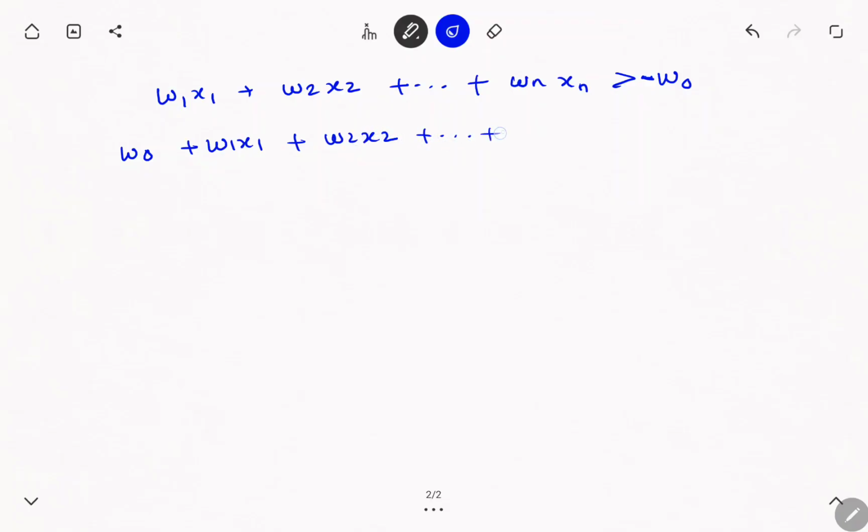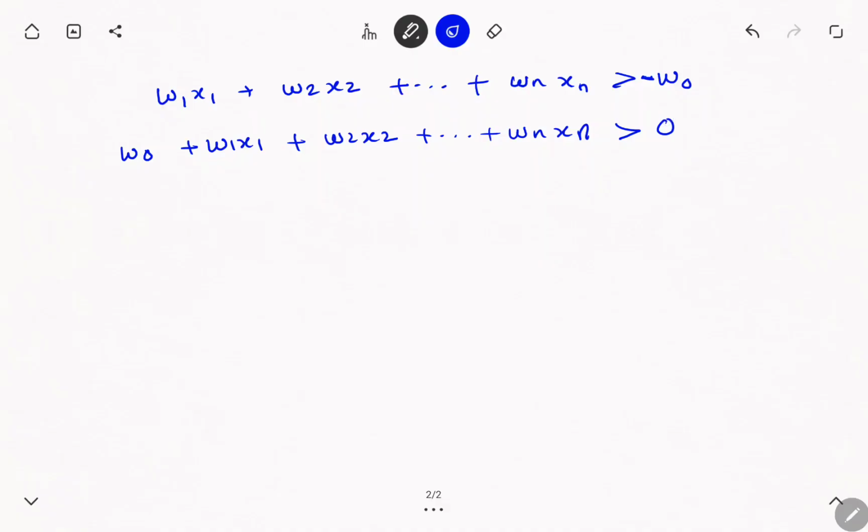So what I'm saying is w1 x1 plus w2 x2 plus so on up to wn xn is greater than minus w0. Why minus w0? Because if I bring it to the left hand side, it will look like w0 plus w1 x1 plus w2 x2 plus wn xn is greater than 0, right?